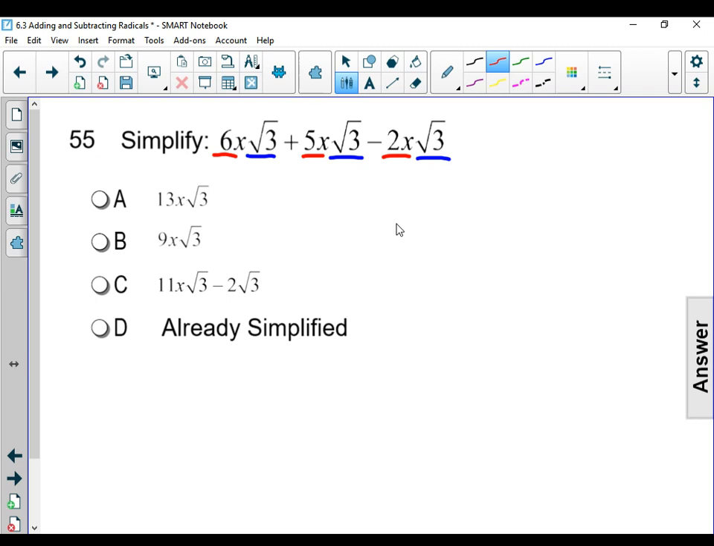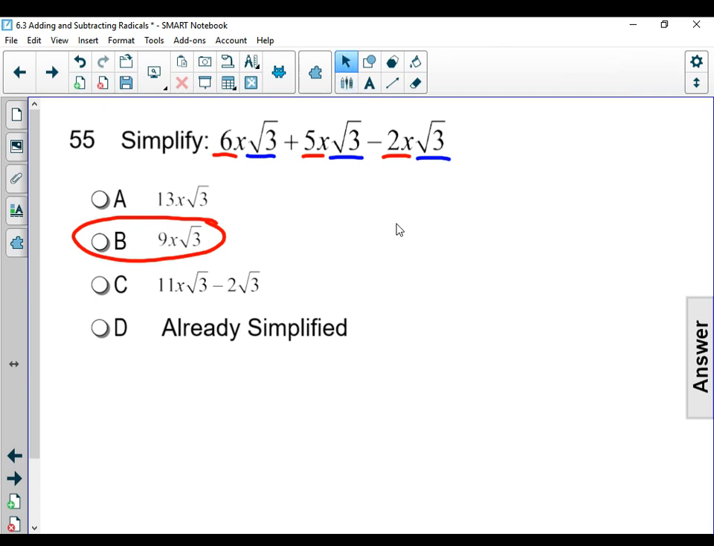So yes, I would be able to combine all these, but if let's say this 2 didn't have the x, this I can't combine with these, even though it had the same radicand and same index. Okay, so just be on the lookout for that. So then I'd have 6 plus 5, which is 11, minus 2. So I'd get 9x square root of 3. Just keep a lookout for those in case the variables are on the outside. Those have to be the same as well. Okay, any questions on that?